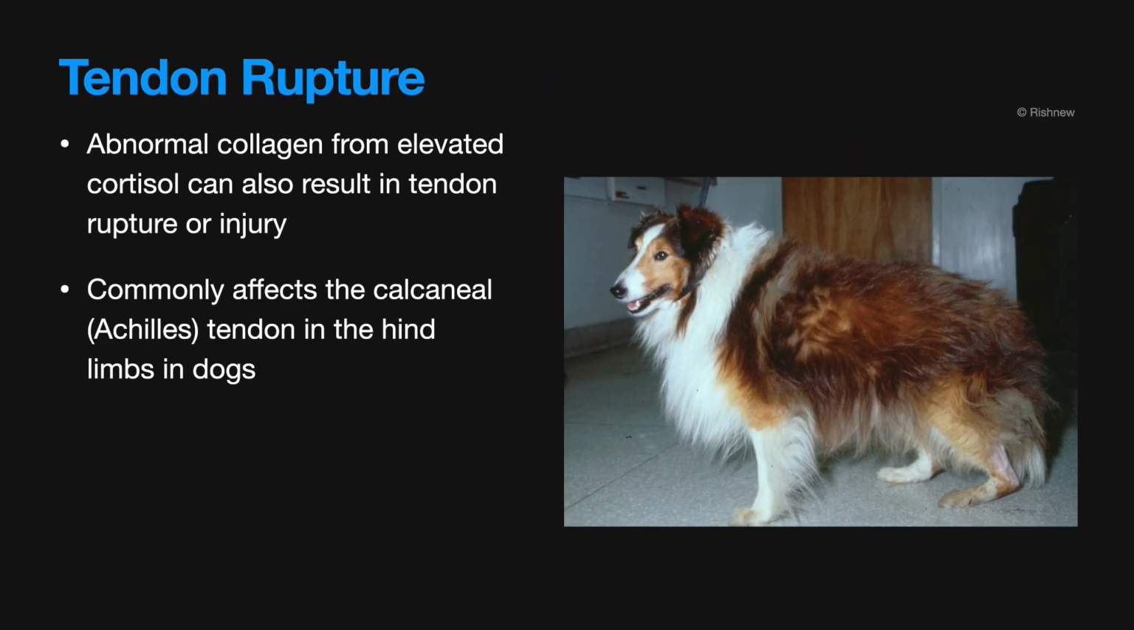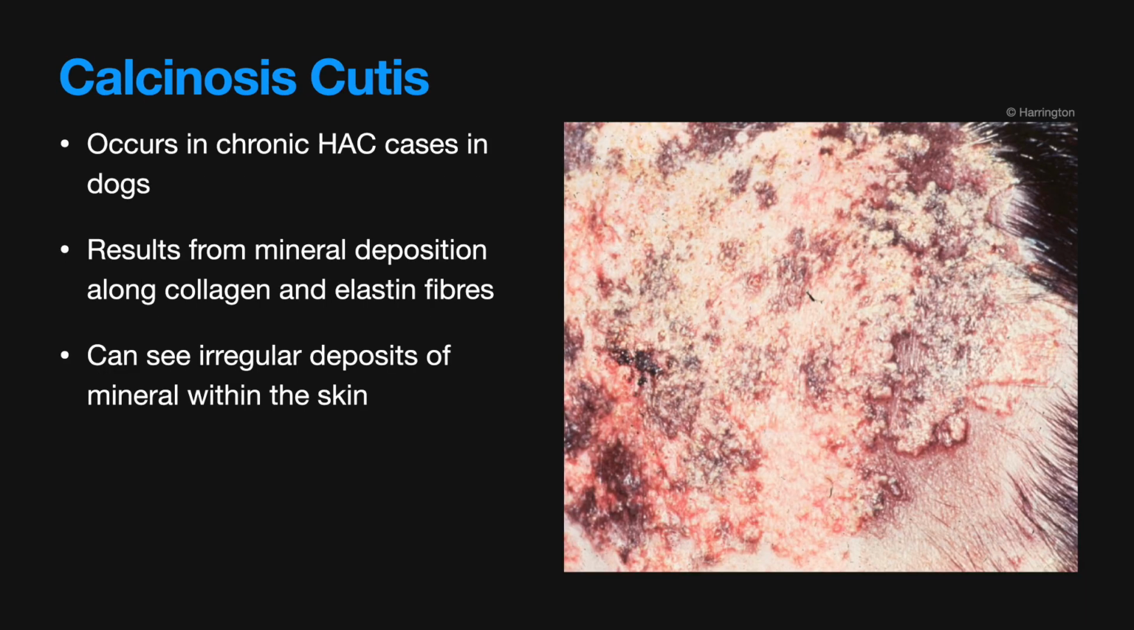The abnormal collagen from hyperadrenocorticism can also cause tendon rupture or injury. This most commonly affects the calcaneal tendon in the hind limbs of dogs. Calcinosis cutis is another skin condition that can occur, primarily affecting dogs with chronic hyperadrenocorticism. This condition results from mineral deposition along the atrophied collagen and elastin fibers within the skin. Clinically, we see this as irregular deposits of mineral within the skin tissue.